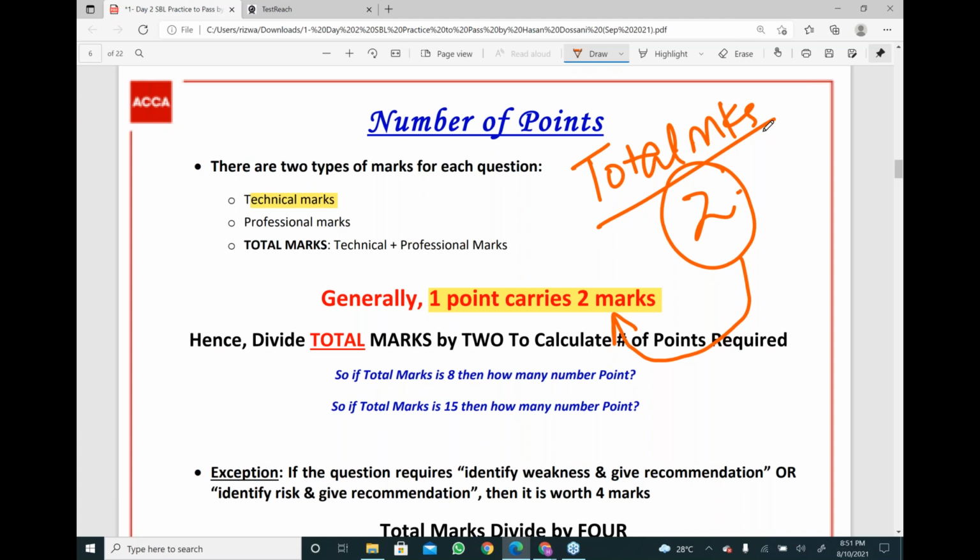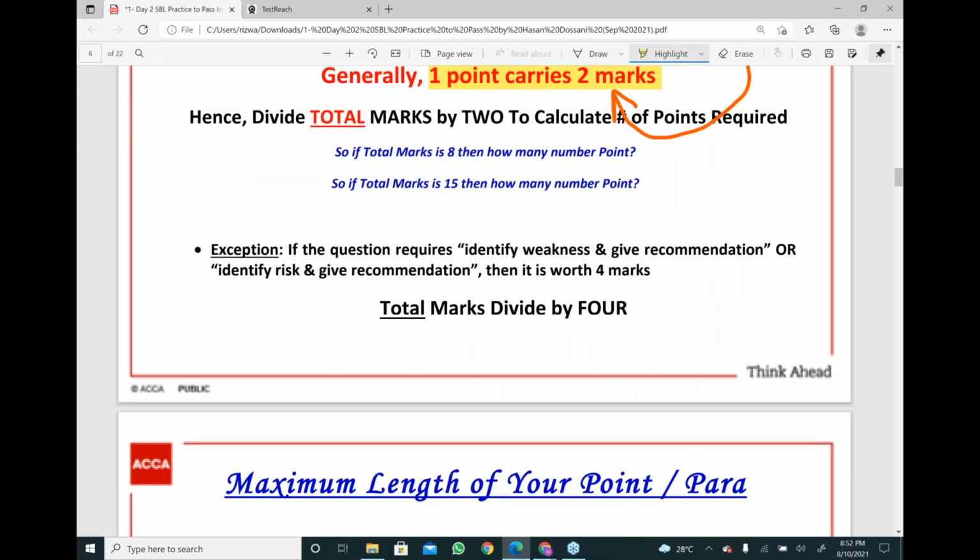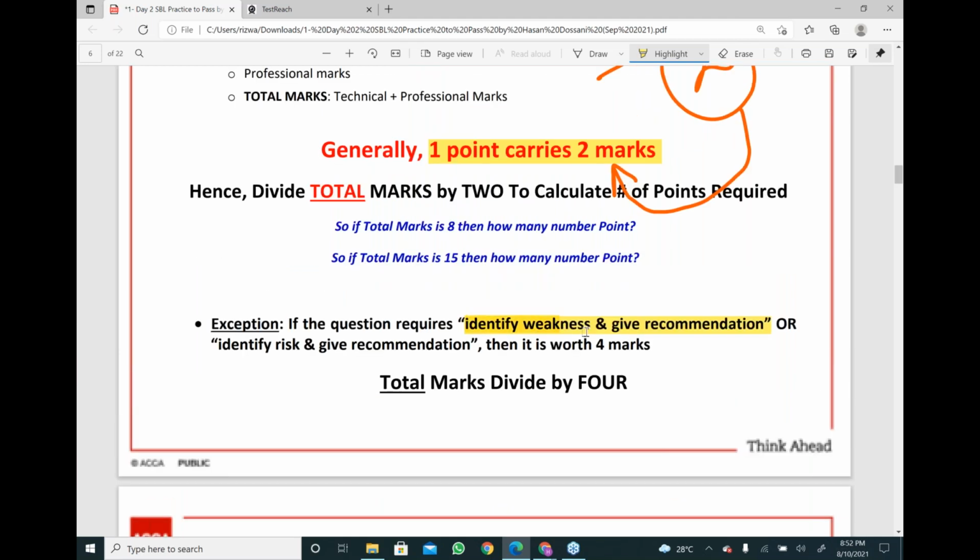the examiner asks you to identify a weakness and give a recommendation. You see, there's a question which will ask you to identify a weakness and then also give a recommendation. So I feel that these are 2 things. A, we need to identify the weakness, and then after that we need to give some suggestions. Don't you guys think that 2 marks is less for a question which wants us to do both of these things? So 2 marks is less. So for a question which talks about identify weakness and give recommendation, I would assume that it is 4 marks per point. So in this kind of scenario, I would divide total marks by 4.